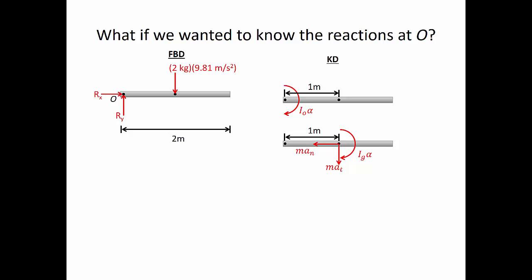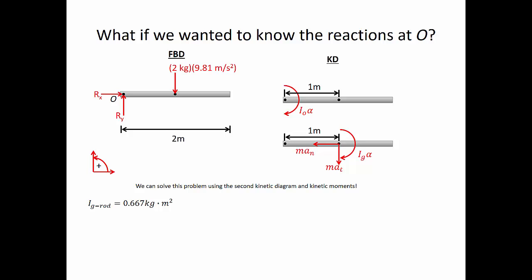We need to draw our kinetic diagram with everything shown at the center of mass. In this case, we have tangential acceleration at the center of mass, normal acceleration at the center of mass, and rotation of the center of mass. So we can solve this problem using the second kinetic diagram and kinetic moments. We know that the mass moment of inertia about the rod is 0.667 kilograms meters squared.